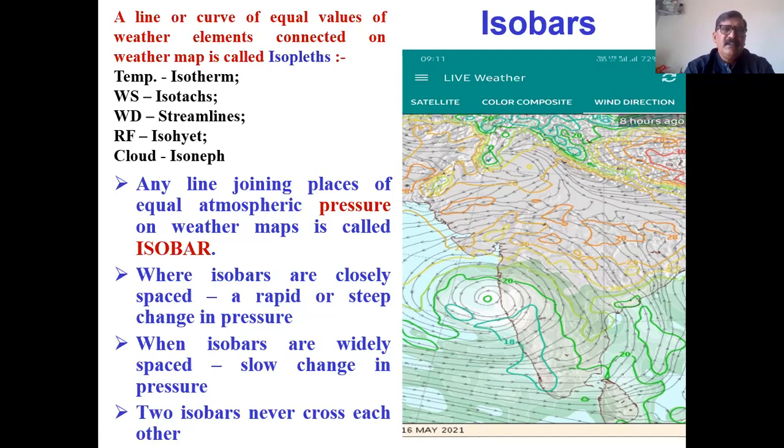What is meant by isopleths? What is meant by isobar? What is meant by isotherm, isotach, streamlines, isohyet, and isoneph? Is it clear?